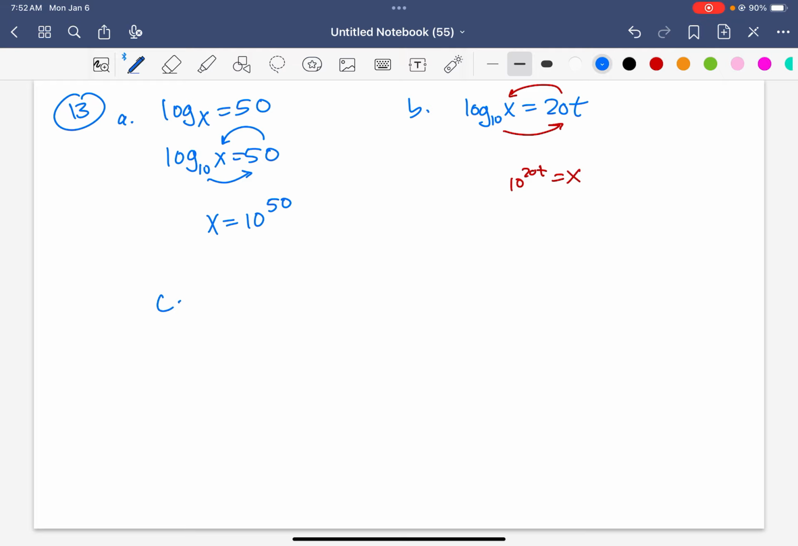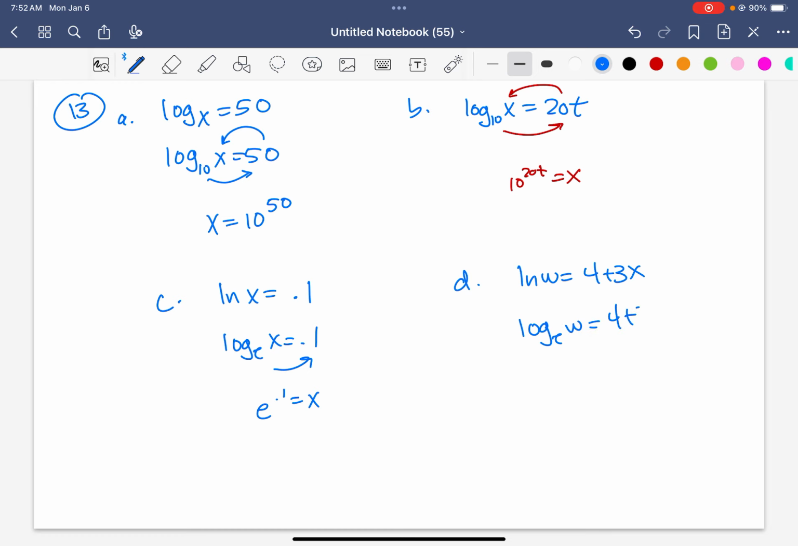For c, if I have natural log of x is equal to 0.1, it's log base e of x is equal to 0.1. So it's e to the 0.1 is equal to x. For d, if you have natural log of w is equal to 4 plus 3x, it's log base e of w is equal to 4 plus 3x. So it's this to the that power is equal to this result.